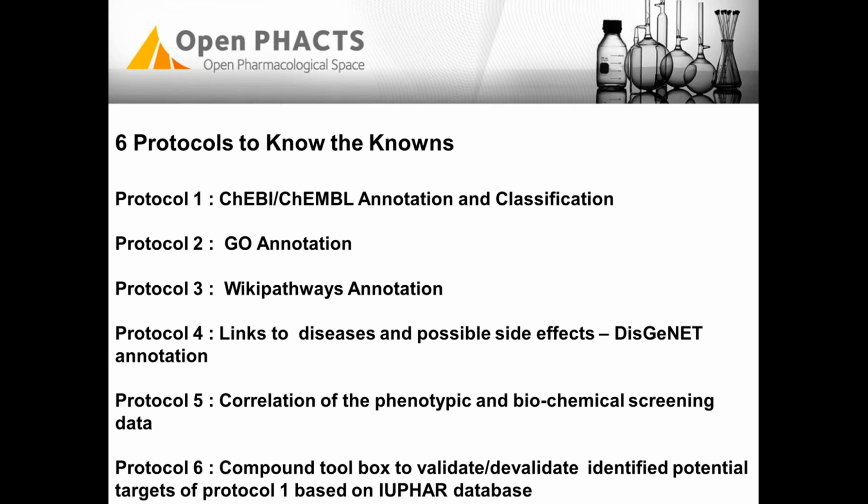Then a sixth protocol was to identify compounds to validate or devalidate potential efficacy targets using the UFA database, which is today probably the database with the best classified and best annotated pharmacological tools we have in our hands. So these are all the probes from the Molecular Libraries Initiative at NIH, and also the SGC probes are in there. So these are really the best annotated compounds compared to HTS compounds which we find in ChEMBL.